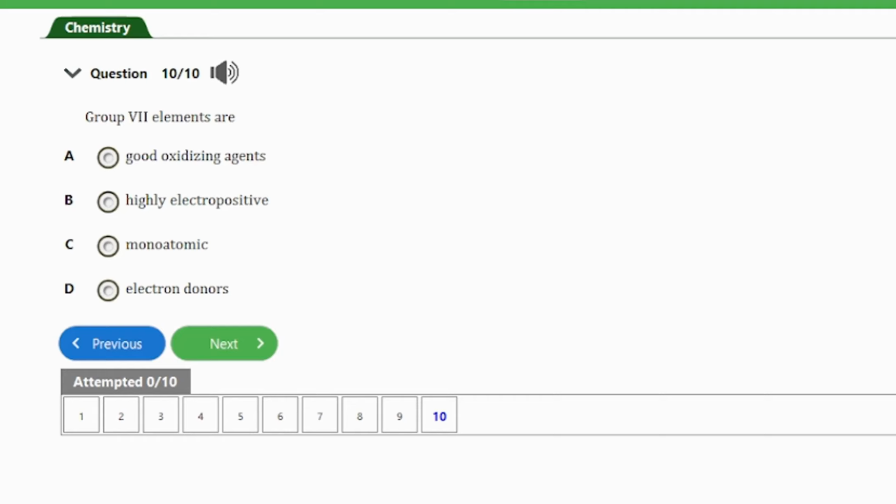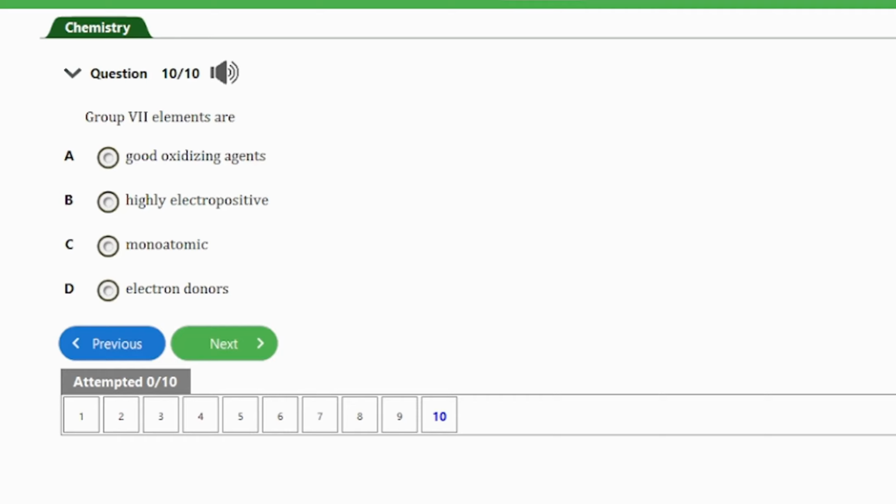Question number 10. It says, group 7 elements are A, good oxidizing agents, B, highly electropositive, C, monoatomic, and D, electron donors. So guys, the answer to this question is option A. They are good oxidizing agents.